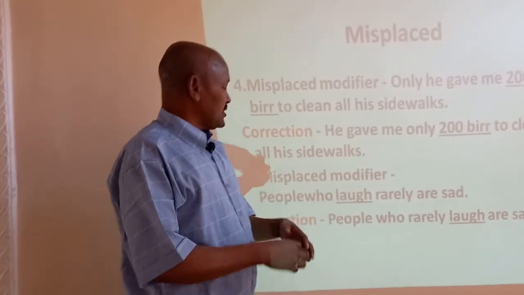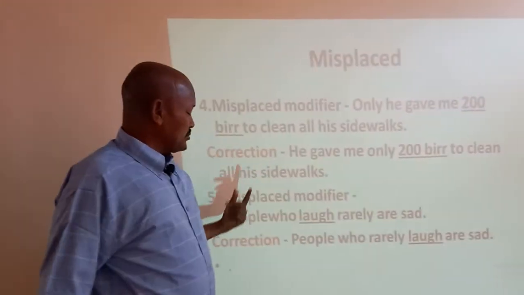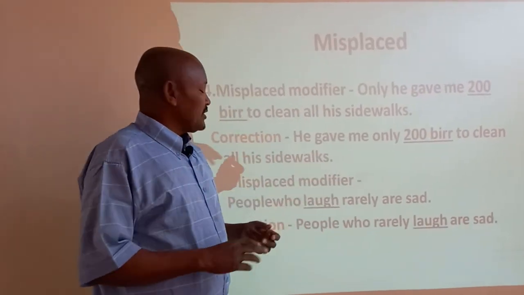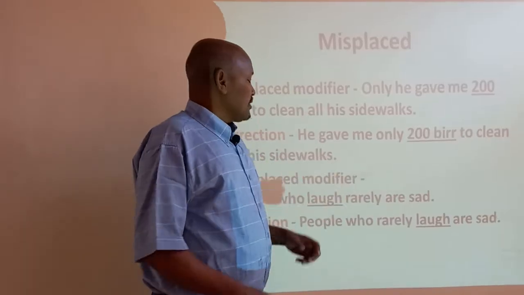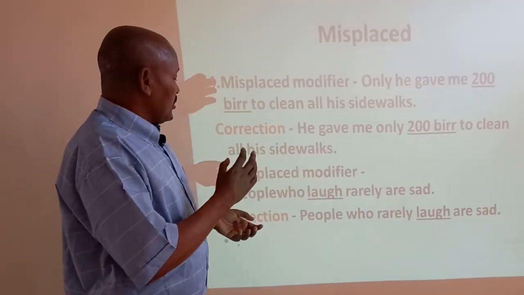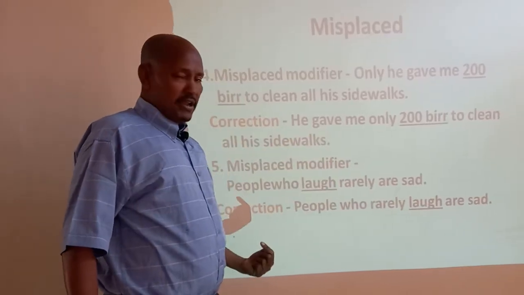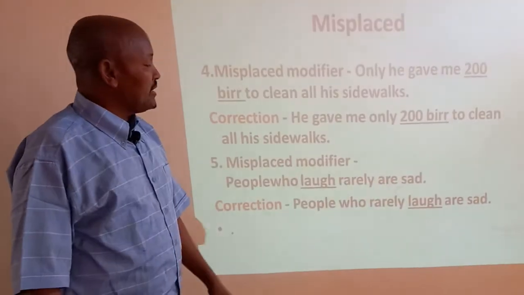This kind of sentence is a sentence error. So what kind? Misplaced modifier. Because the place where we use really is not the right place. So it doesn't want to modify here, but it wants to modify laugh. So laugh is modified by really. Yes? People who rarely laugh are sad.